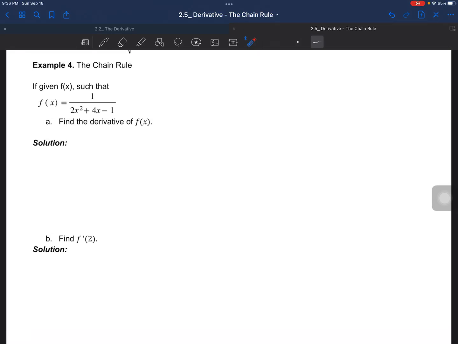Alright, so let's try example number 4. Using the chain rule, we're going to find the derivative of the function f. This is a great example because students will often think that the quotient rule will be the best option or the only option because they see a quotient of two functions. I want to approach this problem with the chain rule because I think the chain rule will be much easier than the quotient rule.